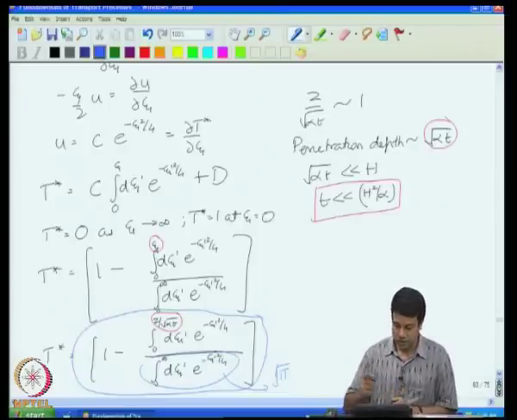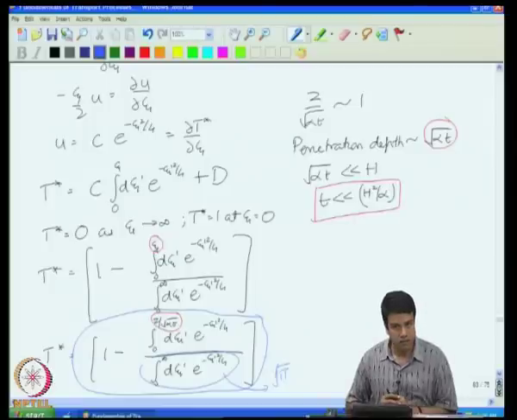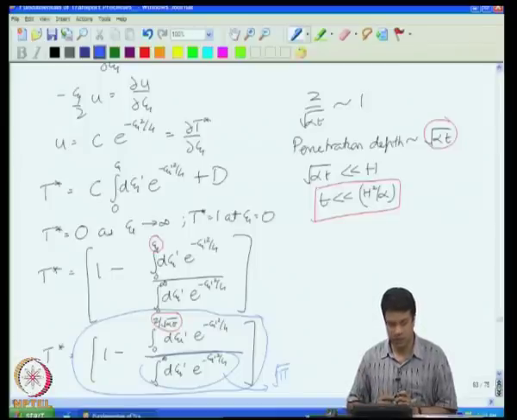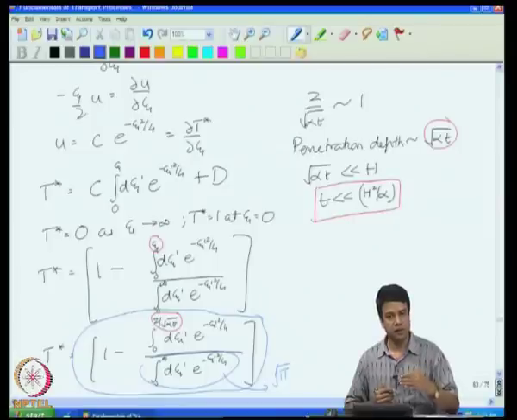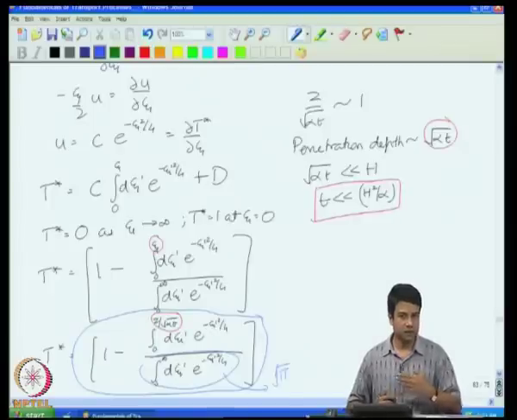So this is the penetration depth, and initially we had assumed that the penetration depth is small compared to the distance between the plates. Therefore, square root of alpha t has to be small compared to h. This solution is valid only at the very initial times, when t is small compared to h squared by alpha. Once t becomes of the same magnitude as h squared by alpha, the other plate starts to affect the heat conduction in the domain, and its presence has to be taken into account when we solve the problem.